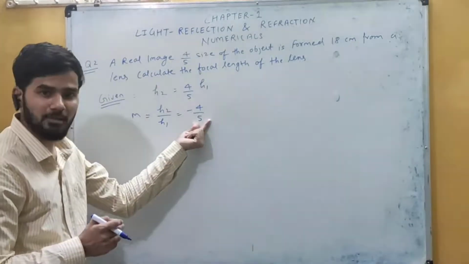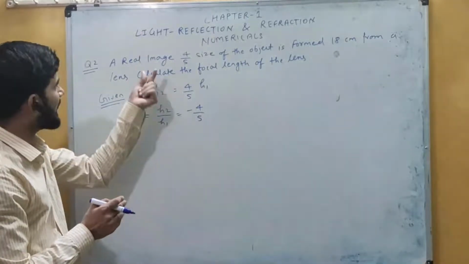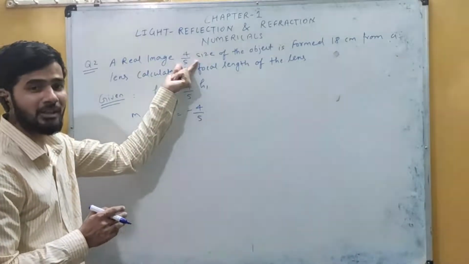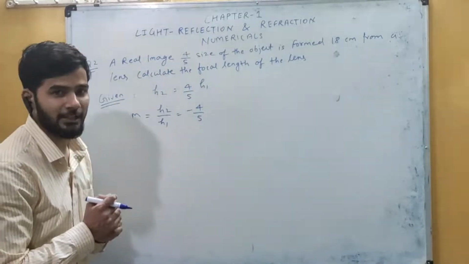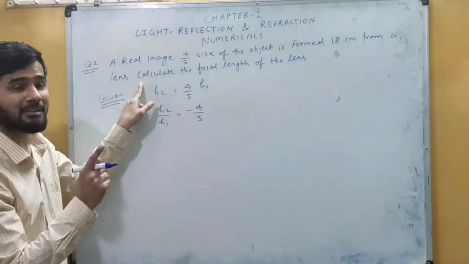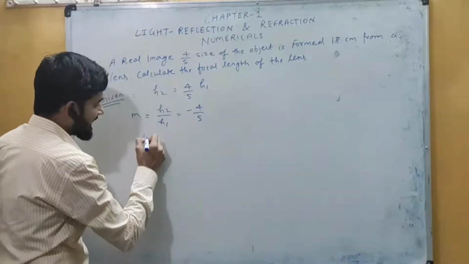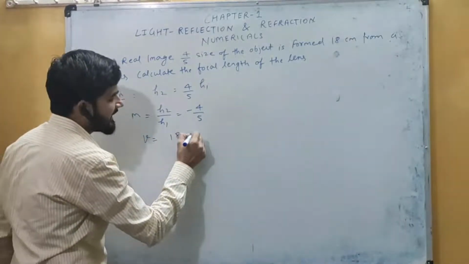तो यहाँ पर क्या हाइट ऑफ ऑब्जेक्ट हमेशा पॉजिटिव रहेगा और हाइट ऑफ इमेज क्या रहेगा? नेगेटिव रहेगा. So you have to understand where it is given real image and the ratio is given, then you have to use the proper sign. Okay, is formed 18 centimeter from a lens. क्या बन रही है? Image. So the image distance is given as 18 centimeter. So I can write v is equal to 18 centimeter.